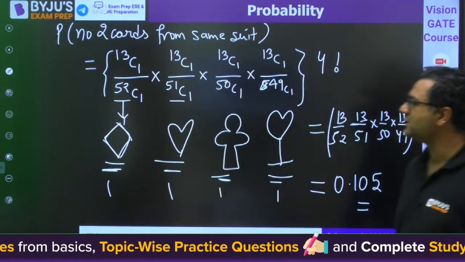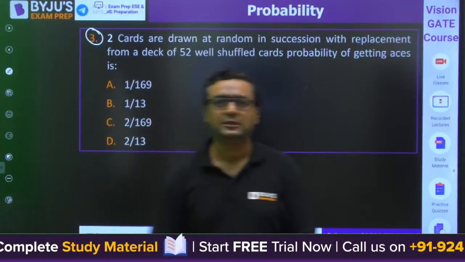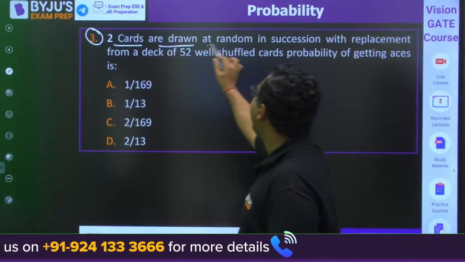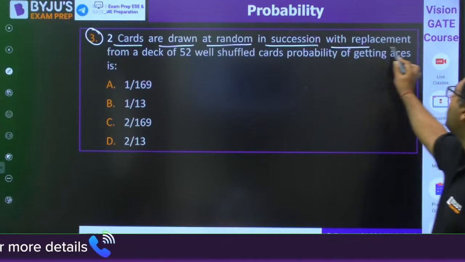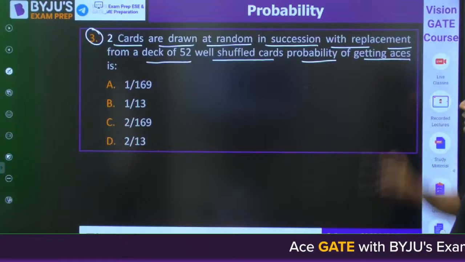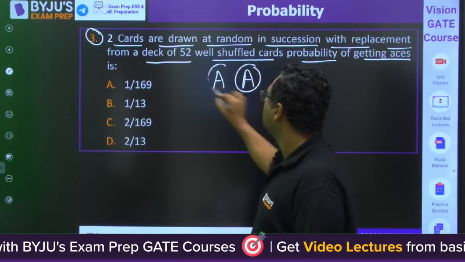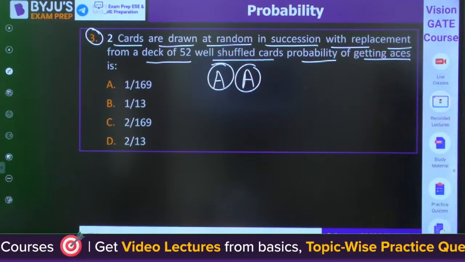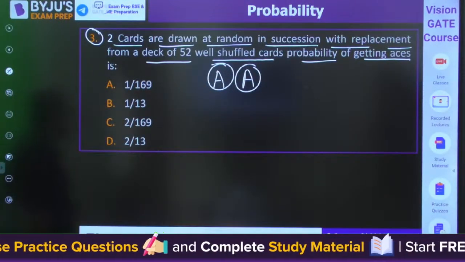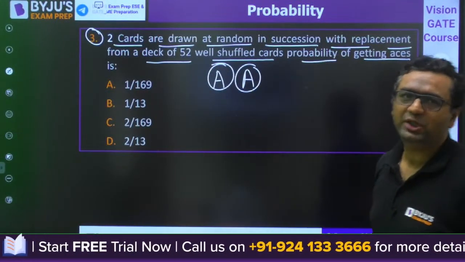Moving to the next question, guys. The next question is an objective question from GATE. This is a PYQ of GATE, and a very good question. 2 cards are drawn at random in succession with replacement from a deck of 52 well shuffled cards. Probability of getting 2 aces. Solve it. Yes, they have mentioned it with replacement.